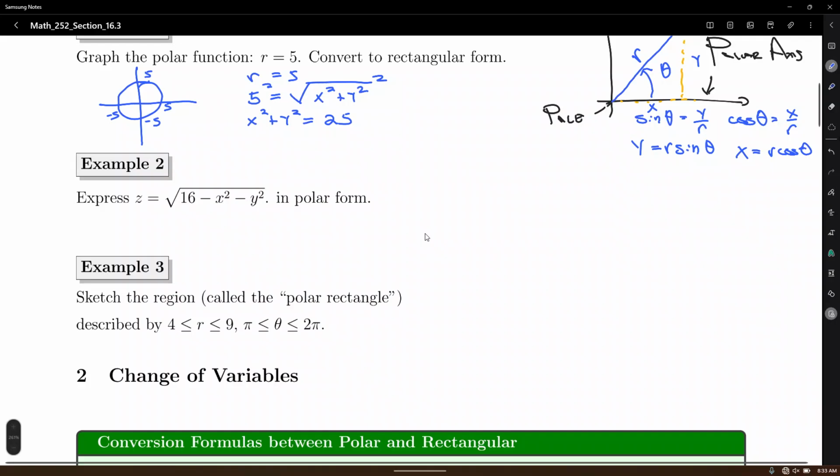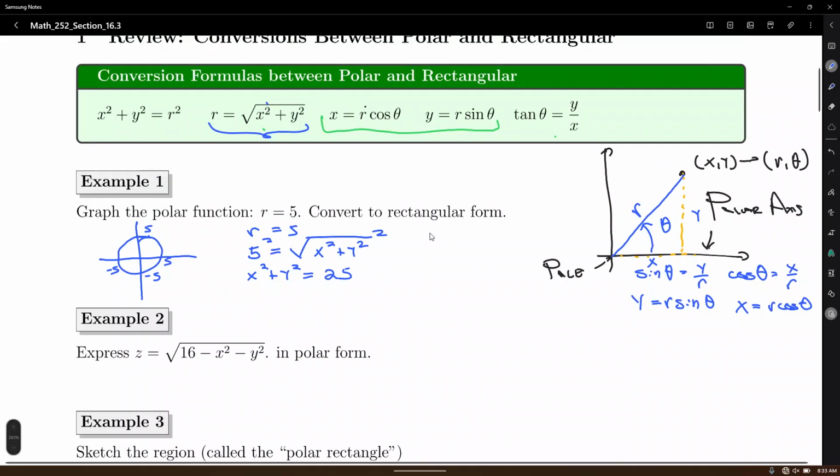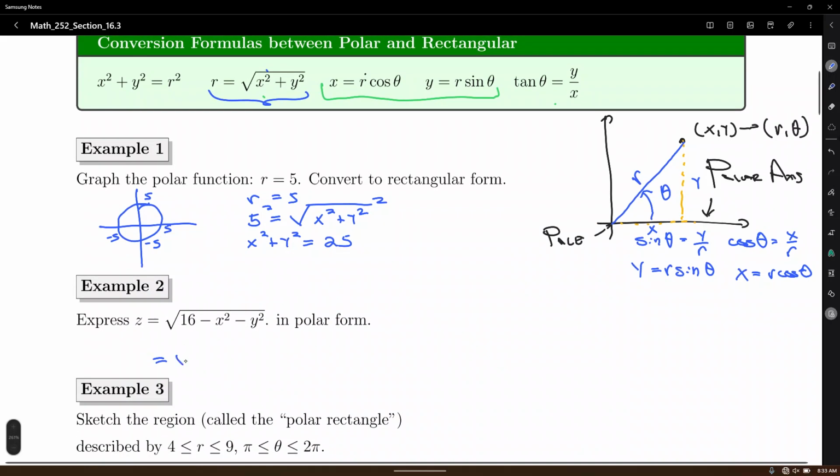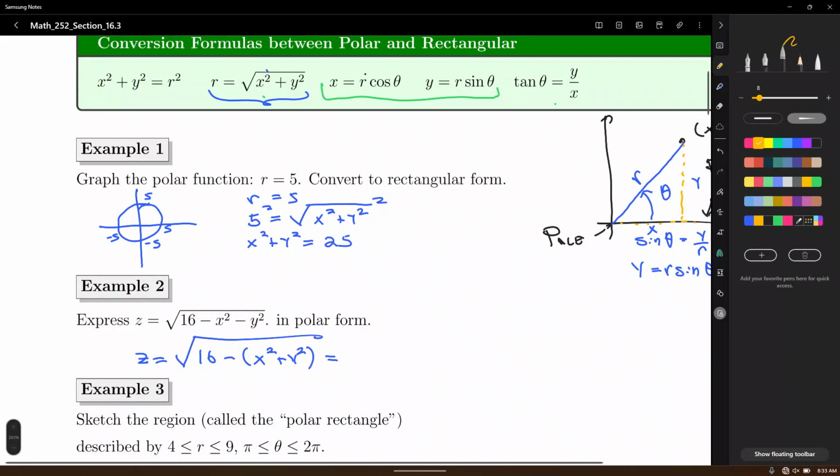You'll see. So number one, let's express this function z equals the square root of 16 minus x squared minus y squared in polar form. Every time we want to change from one system to another, your best friend is to see the pattern x squared plus y squared, because that's equal to r squared. Well, immediately I don't see it. I need to first factor out the negative from the 16, and that equals, in this case, this guy right here equals r squared.